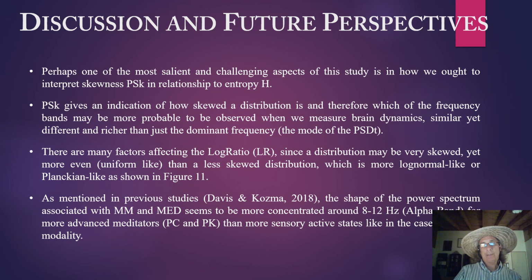There are many factors affecting the log ratio, since a distribution may be very skewed, yet more even than a less skewed distribution, which is more like log normal, or a Planckian-like, as shown in figure 11. As mentioned in previous studies, the shape of the power spectrum associated with mind-mind and meditation seems to be more concentrated around the alpha band for more advanced meditators, in this case participant C and participant K, than meditators that are more sensory active, like in the case of participant S.